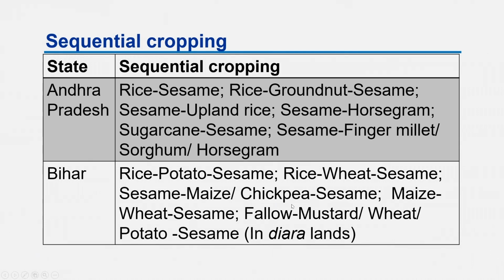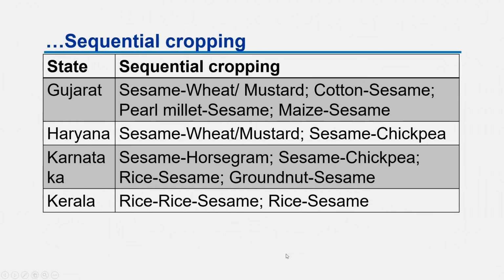Sesame, maize, chickpea and then sesame, and maize, wheat, sesame, fallow, mustard, wheat, mustard or wheat or potato. Means here you can have fallow during the Kharif season and mustard or wheat or potato during the winter season or Rabi season, and then sesame in the summer season. This is in Diara lands in Bihar.